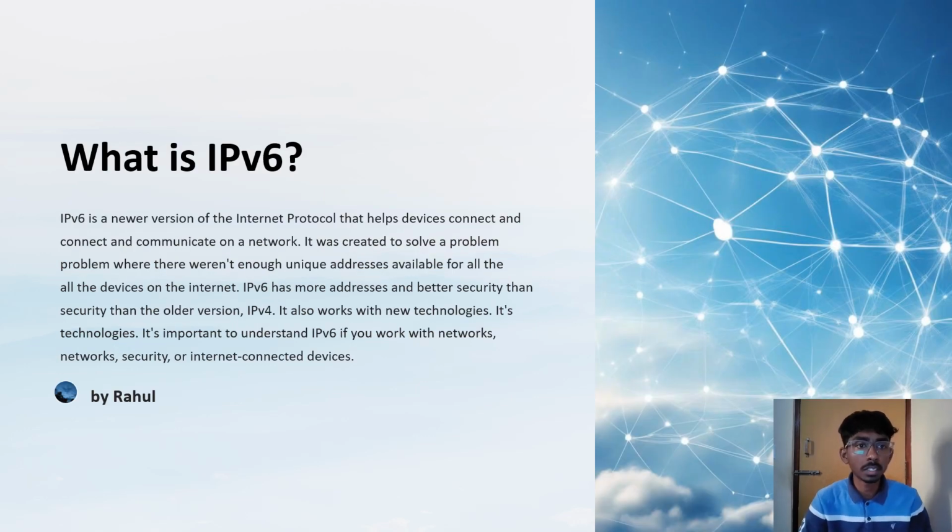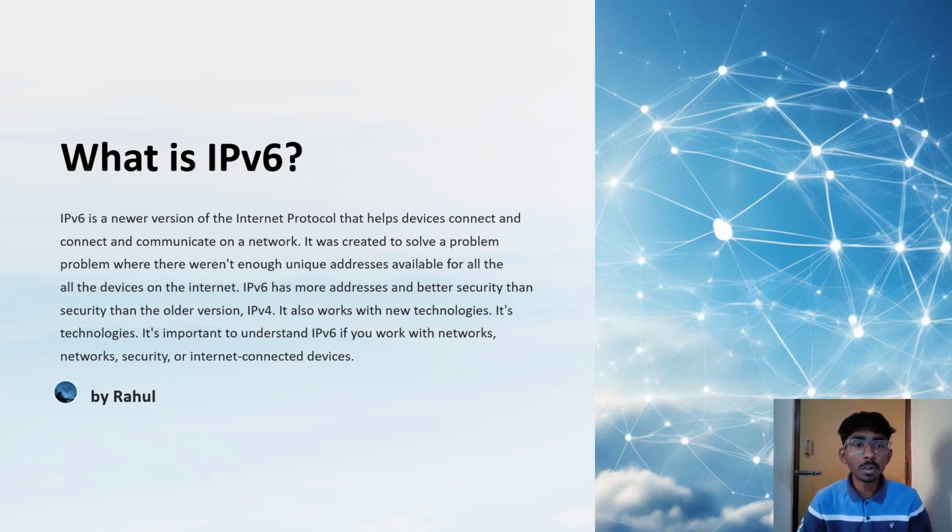What is IPv6? IPv6 is a new version of the Internet Protocol that helps devices connect and communicate on the network. It was created to solve a problem where there weren't enough unique addresses available for all the devices on the internet. IPv6 has more addresses and better security than the older version IPv4. It also works with new technologies. It's important to understand IPv6 if you work with network security or interconnected devices.